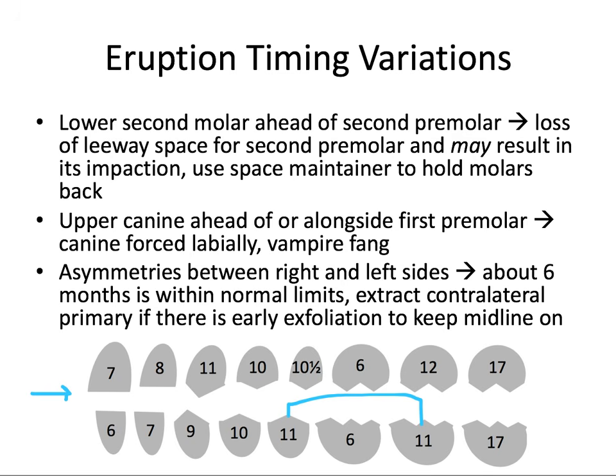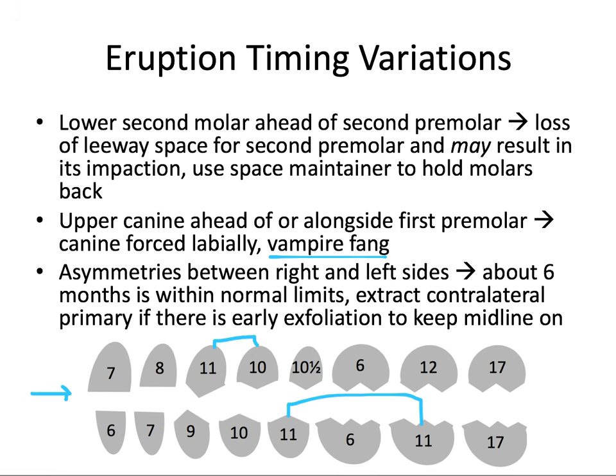What if the upper canine erupts ahead or alongside the first premolar? Well, that usually causes the canine to be forced labially, called a vampire fang, or at least looks like a vampire fang. So this kind of high canine can always be treated later on in comprehensive orthodontic treatment. Usually not a whole lot we can do in terms of space maintenance for this scenario.